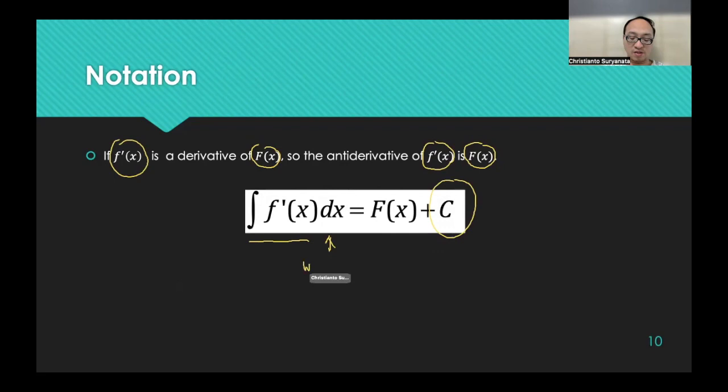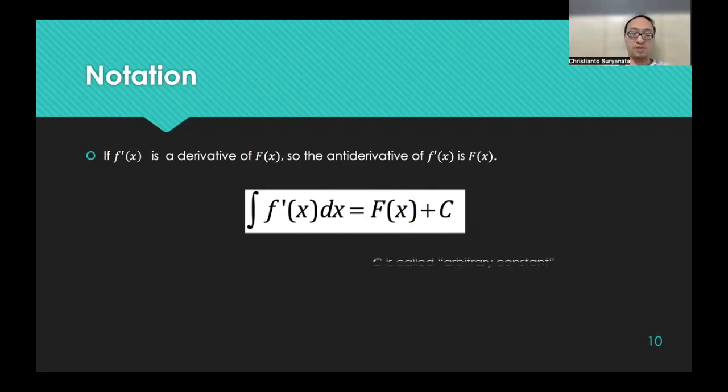with respect to x equals the original function plus an arbitrary constant. Every integration notation should contain the dx, because you have to know in which variable the function will be integrated. So c is called an arbitrary constant.